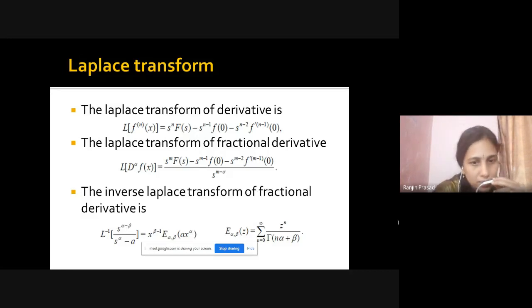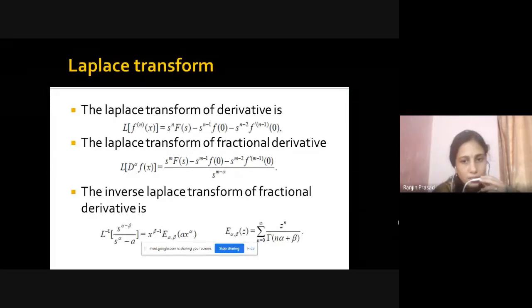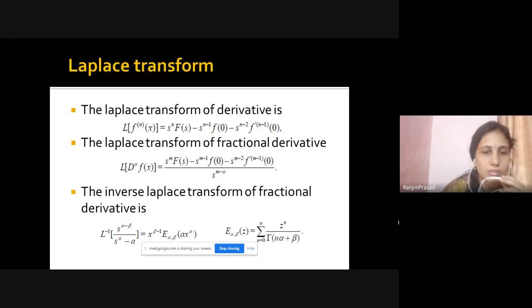Here we have, using that, x^(β-1) E_(α,β)(x^α). That is, E_(α,β) is nothing but the Mittag-Leffler function. How to find the function value is given on the right side: E_(α,β)(z) is the sum of z^n over Γ(nα + β). Using this, you can find the value of the Mittag-Leffler function. This is the Mittag-Leffler function.